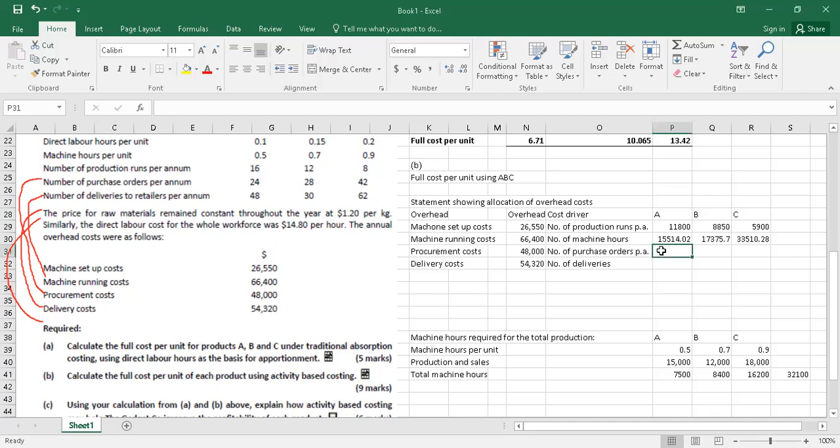Next is procurement. Procurement cost is 48,000. The number of purchase orders are per annum, so we can take 24, 28, 42. The total would be 94. So the cost is 48,000 into 24 by 94.